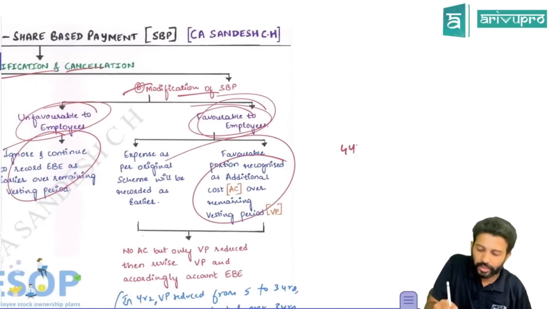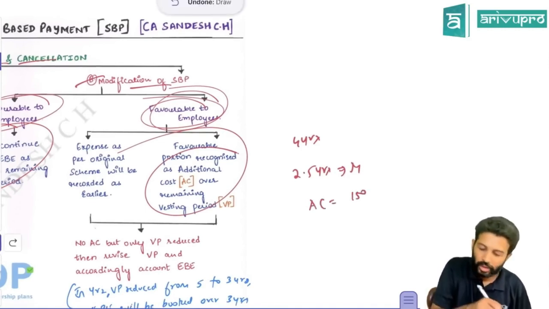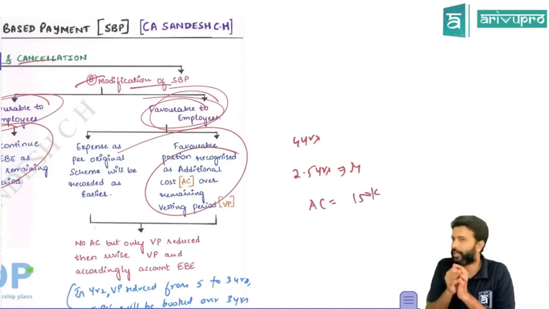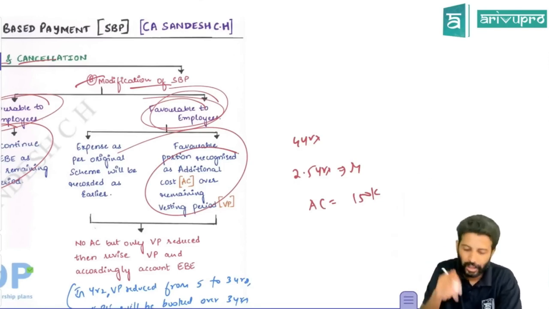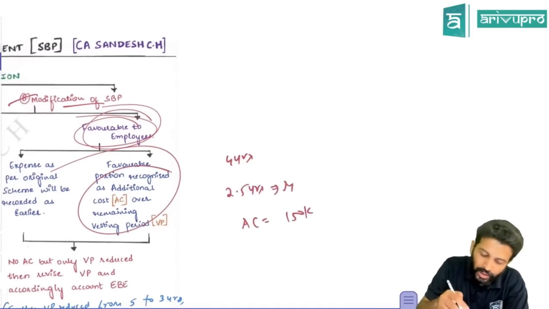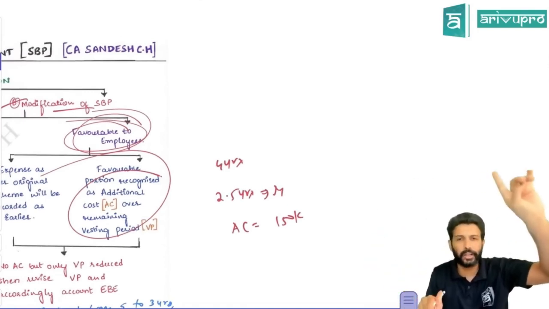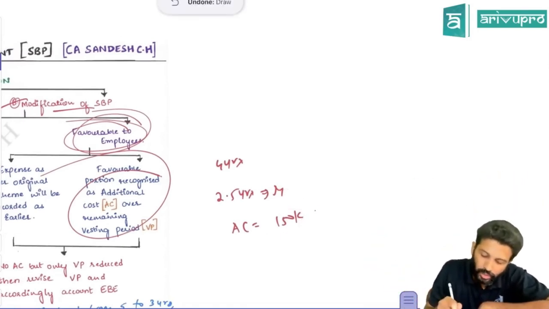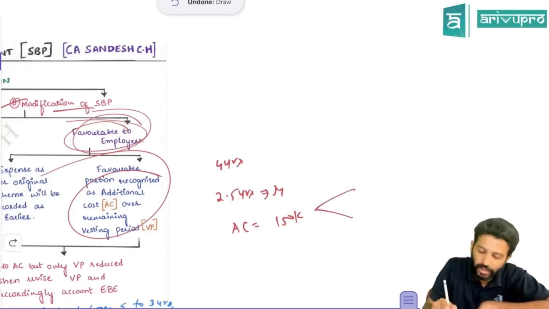Let's say the original vesting period was 4 years. After 2.5 years, you did some modification, and due to this, you got an additional cost of, let's say, 1,50,000. You did a favorable modification for employees, so you are giving an extra benefit, which means the company is suffering extra cost. That only we're calling the additional cost. For the original table and accounting, let it continue. For this additional cost, what is the remaining vesting period? The original vesting period was 4 years. 2.5 years has already passed. So what is the remaining vesting period?